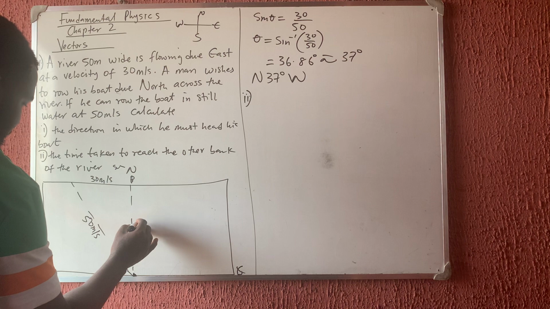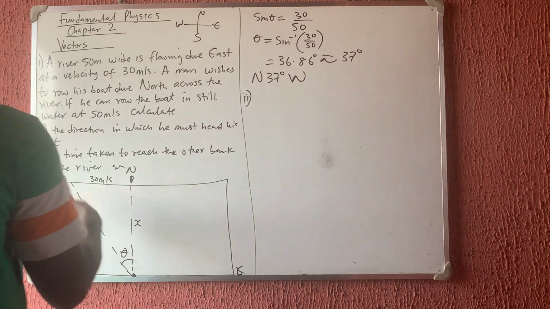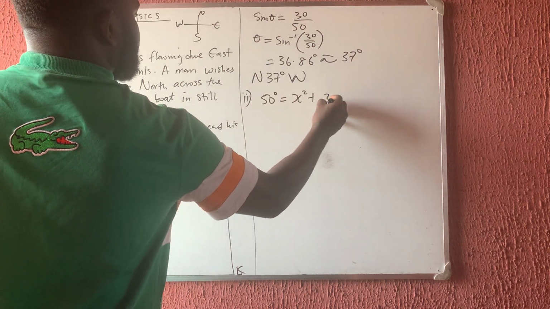Let me call this place x. We want to get the speed here. So using Pythagoras theorem, we'll see that 50 squared is equal to x squared plus 30 squared.